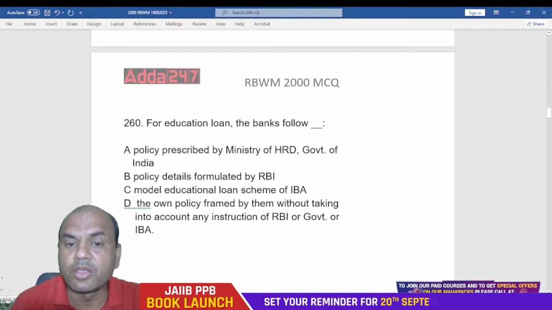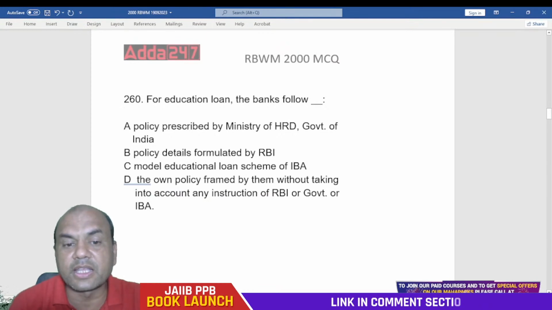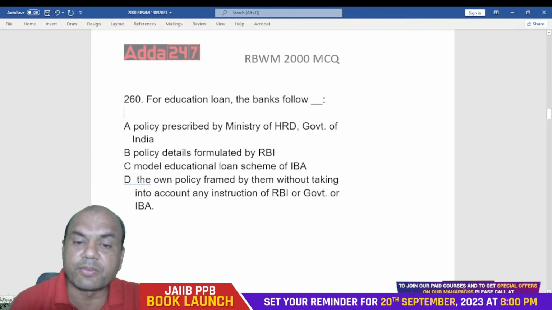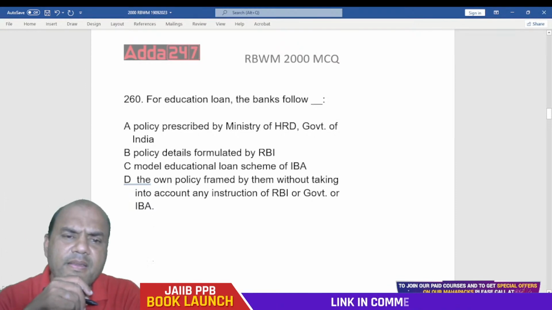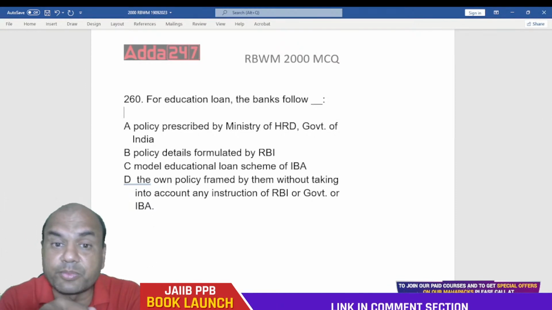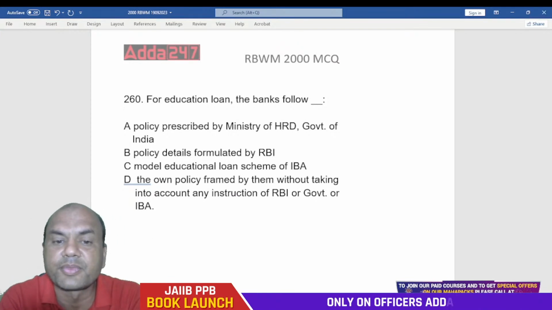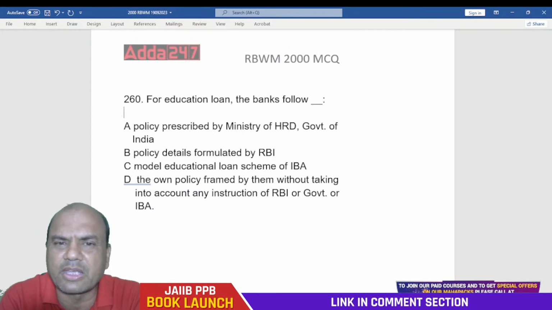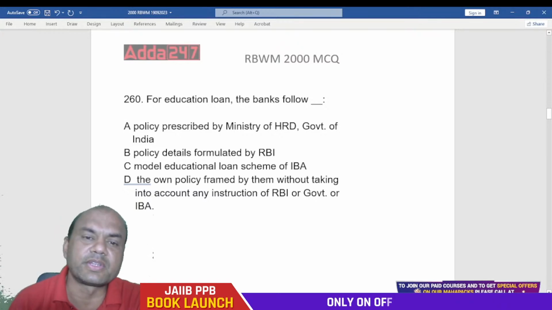Next one. For education loans, the bank takes the following. Banks follow the policy prescribed by the Ministry of HRD, policy details formulated by RBI, the model education loan scheme by IBA, or their own policy framed without taking into account any instruction from RBI, the government or IBA. What is the answer? For an education loan, which policy is followed? This policy is given by a certain institution. Which is that institution? That is the right question here. HRD, Ministry of HRD, RBI, IBA, or their own. Forget everything, RBI, forget the government, I'll do whatever I want. Is it D? What is the answer, everyone?